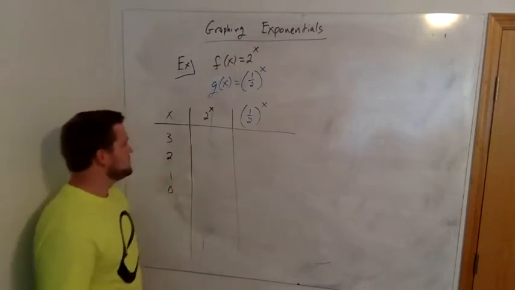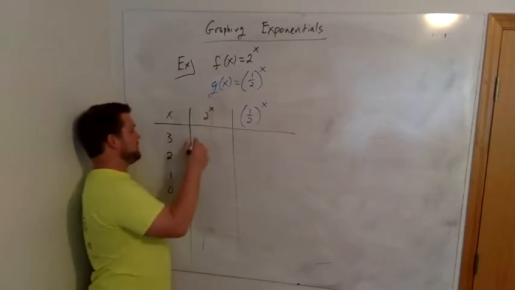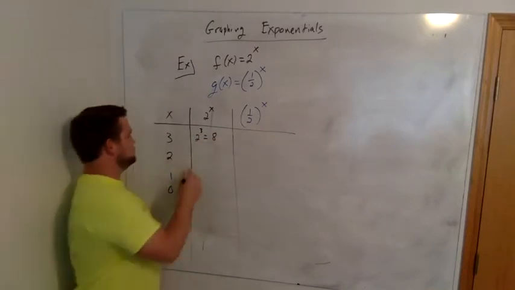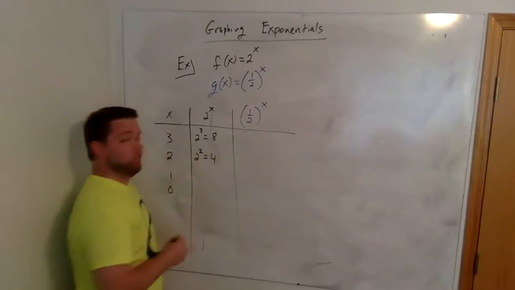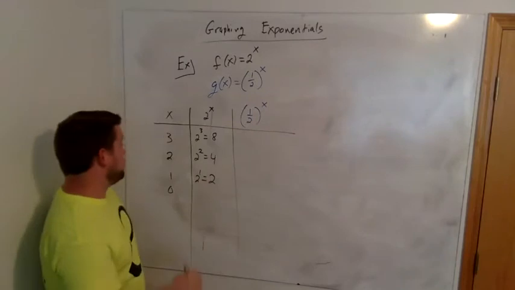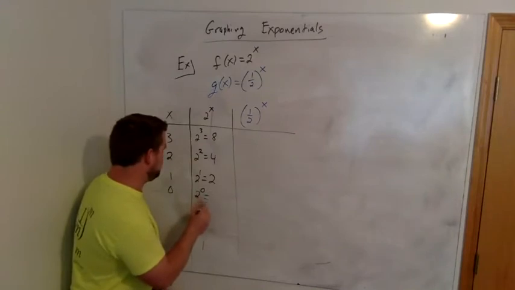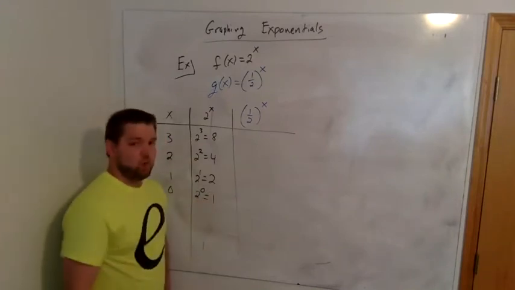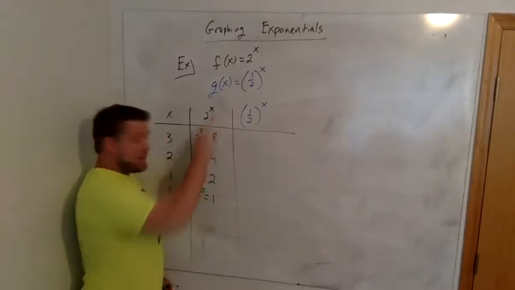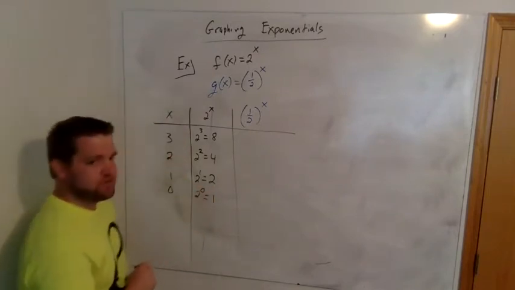Okay. So here, when I input 3 in for x, I'm going to get 2 cubed. So 2 cubed, I hope you believe, is 8. We'll also have 2 squared, which will be 4. 2 to the first power will be 2. And then 2 to the 0, anything to the 0th power is 1. Notice here that the point (0, 1) is on this graph, and also the point (1, b) would be on the graph, or 1 and its base is on the graph.